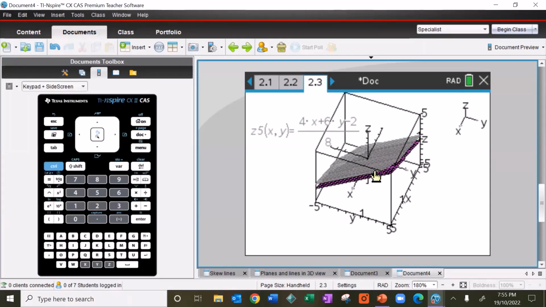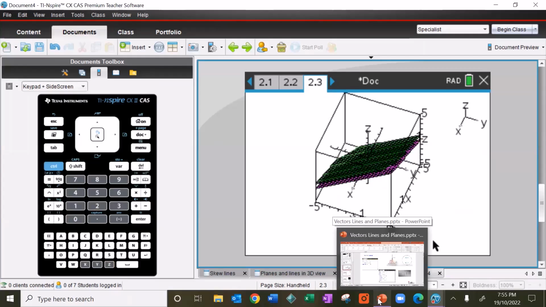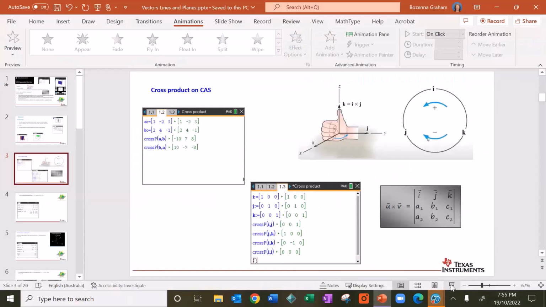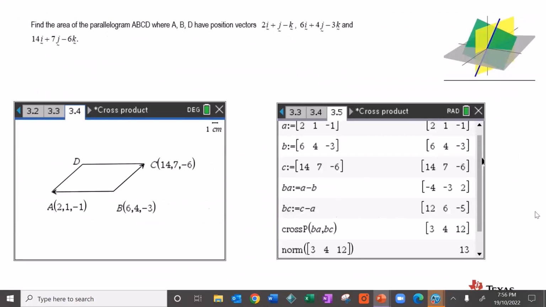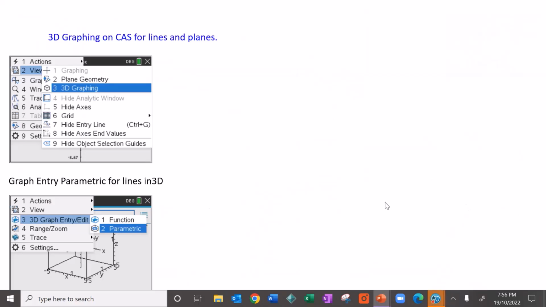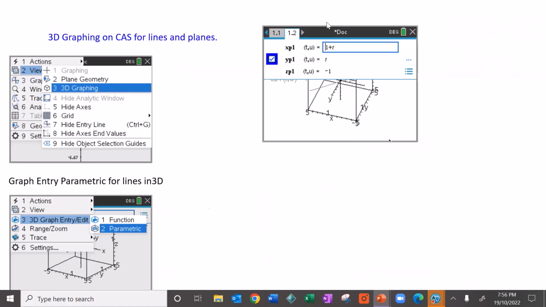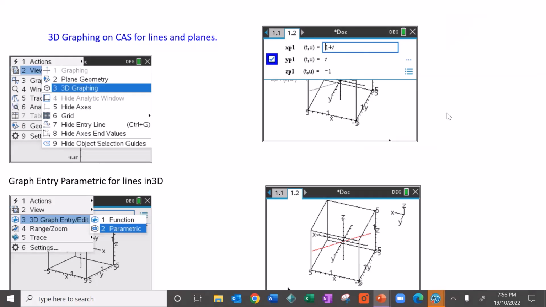So that's how the calculator helps us with drawing planes and lines in 3 dimensions. So I covered the cross product. We did some of those applications. Graphing, again, entry parametric for lines in 3 dimensions, and you can use parameter t or another parameter u, it will work, and changing parameters if the line is too short, and changing color as well.